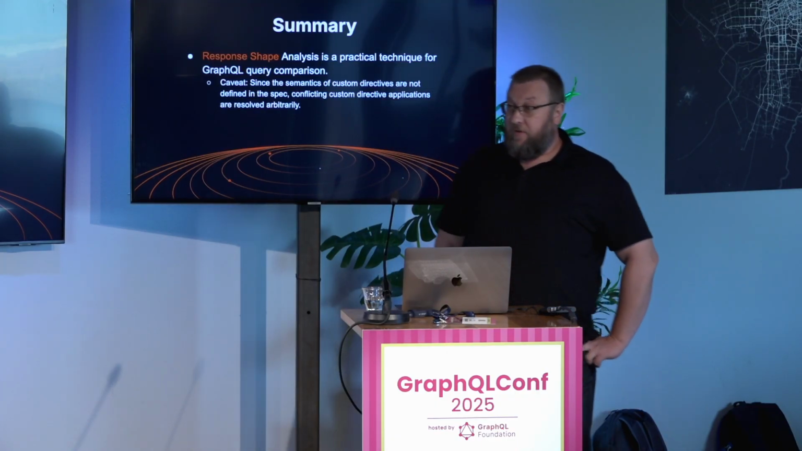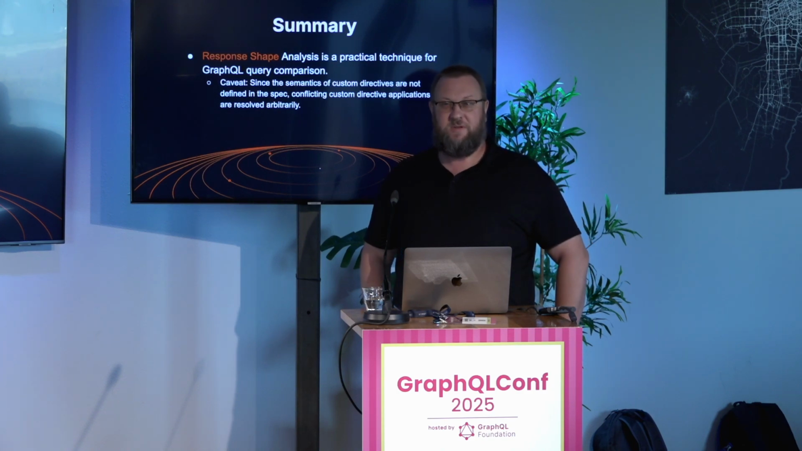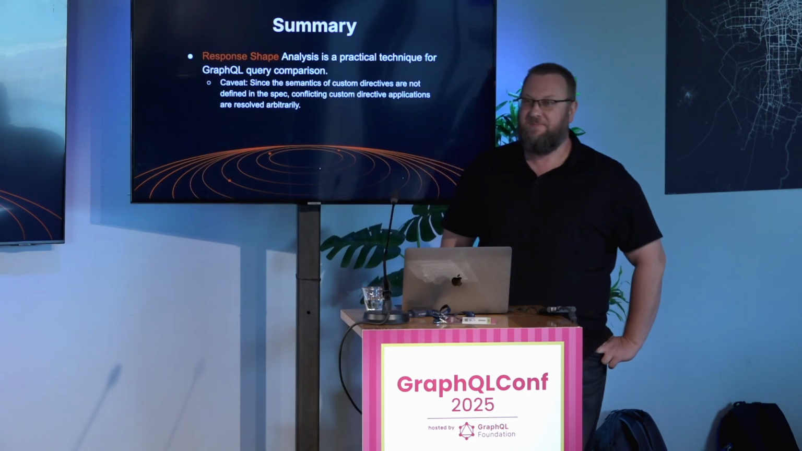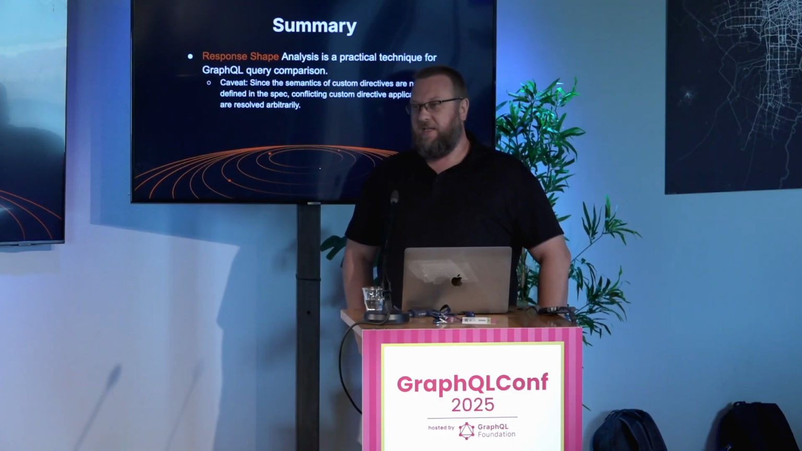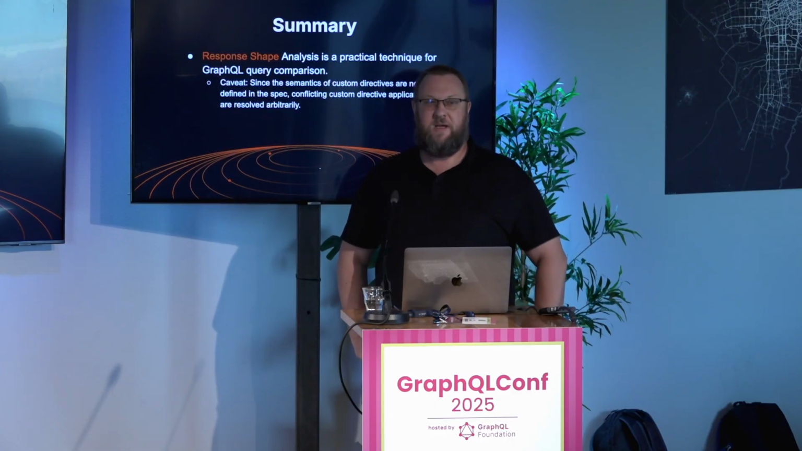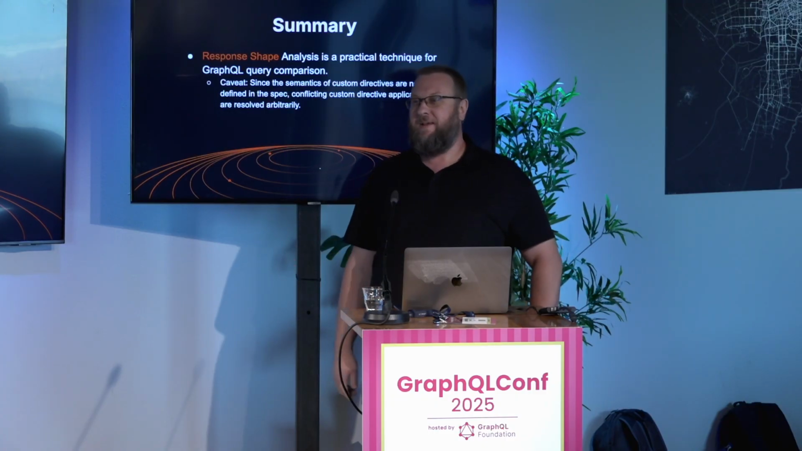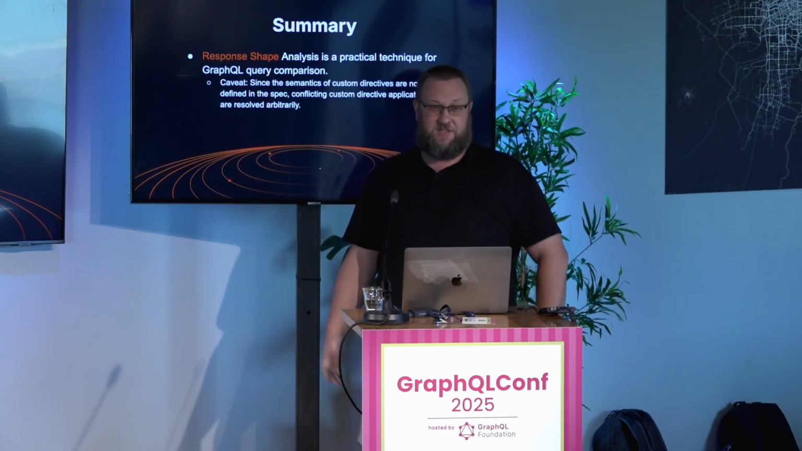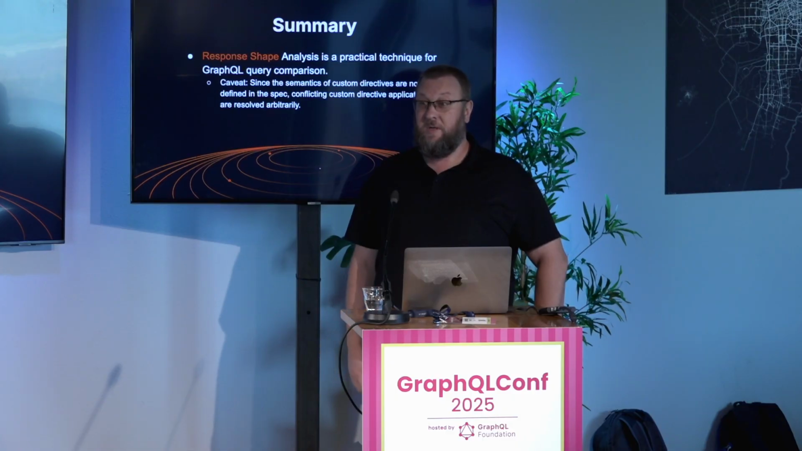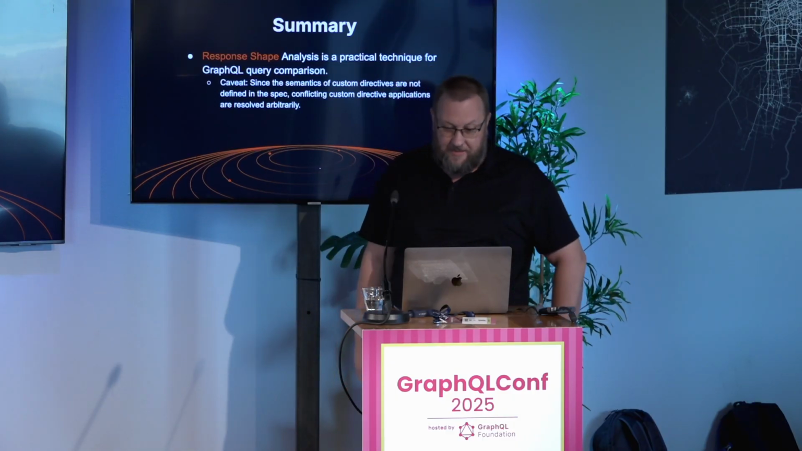Interestingly enough, the GraphQL spec is sometimes ambiguous in certain cases. So it doesn't really deal with custom directives. And since you can select a field multiple times and they can have different directives, it doesn't really tell you how it's going to happen. So it's up to your server implementation. So we chose one approach.